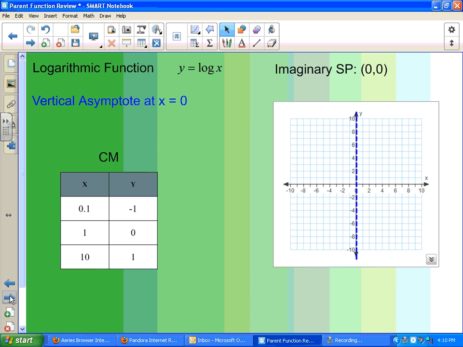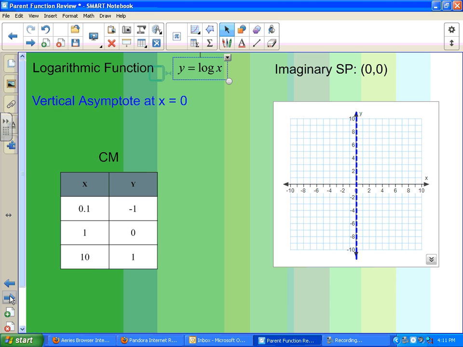Logarithmic function, I think this is our last one. Another one that has an asymptote, and another one that has an imaginary start point. I don't go through 0, 0. This is the inverse function of an exponential. And this is an example of a log base 10. This is a common log. And so I can't ever get a value of x equals 0 here. So we have an asymptote at x equals 0.